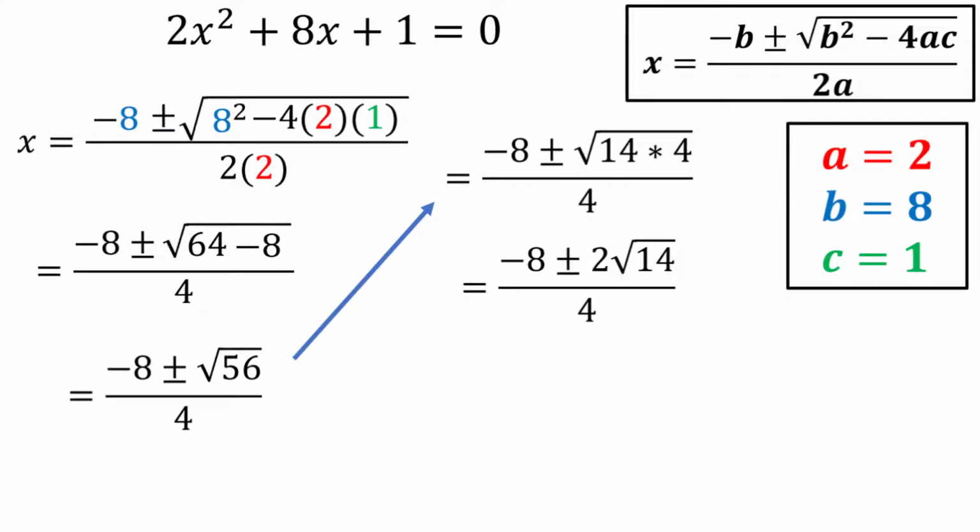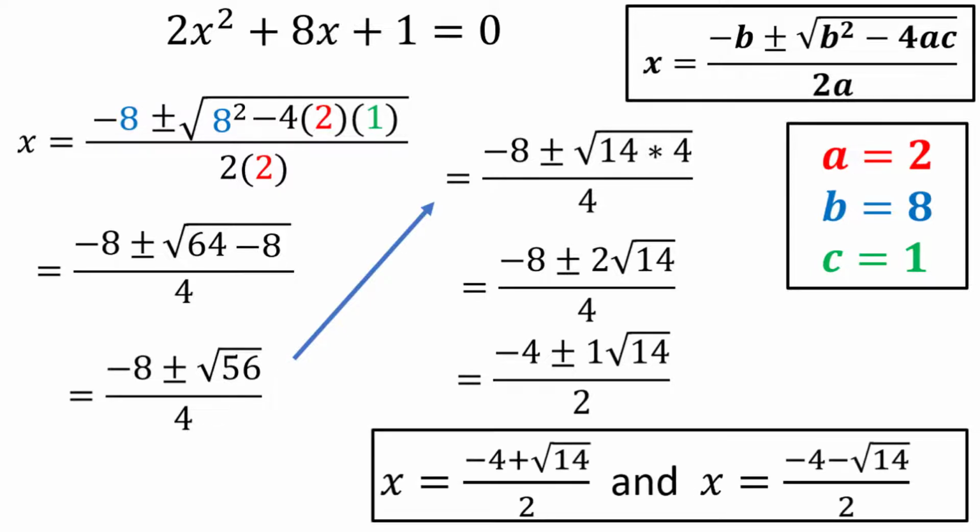Now, this answer is correct, but oftentimes you might want to simplify even further if the fraction could be reduced. Here, both negative 8 and 2 divide nicely into 4, so we can reduce this to negative 4 plus or minus 1 times the square root of 14 divided by 2, as negative 8 over 4 is the same as negative 4 over 2, and 2 over 4 is the same as 1 over 2. That means our final answer is that x is equal to negative 4 plus the square root of 14 over 2, and x is equal to negative 4 minus the square root of 14 over 2.